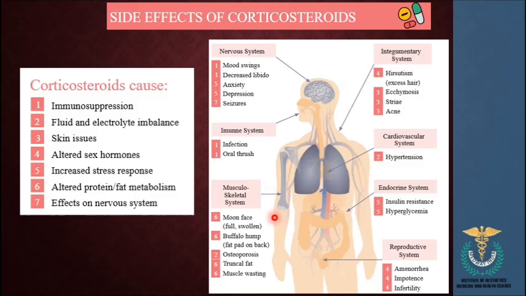As far as the musculoskeletal system is engaged, we can clinically observe moon face, buffalo hump, osteoporosis, truncal fat, or muscle wasting. The integumentary system can elicit hirsutism or striae, acne, ecchymosis. And if there is cardiovascular system involvement, then there is hypertension. Endocrine system: there is insulin resistance, hyperglycemia. The reproductive system can elicit amenorrhea, impotence, and infertility.